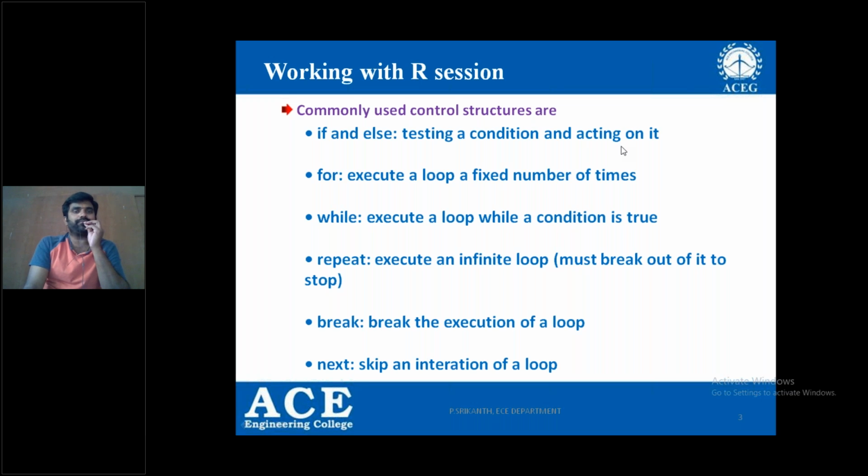Whereas while is for what? For execution of a loop until the while condition is true. Repeat is execution of an infinite loop, and you have to break it to stop. And break is for exiting the loop. And next is for skipping the iteration of a loop from one to the other. So these are all the control statements. We are just controlling the code by using these particular functions. Control structures, right?